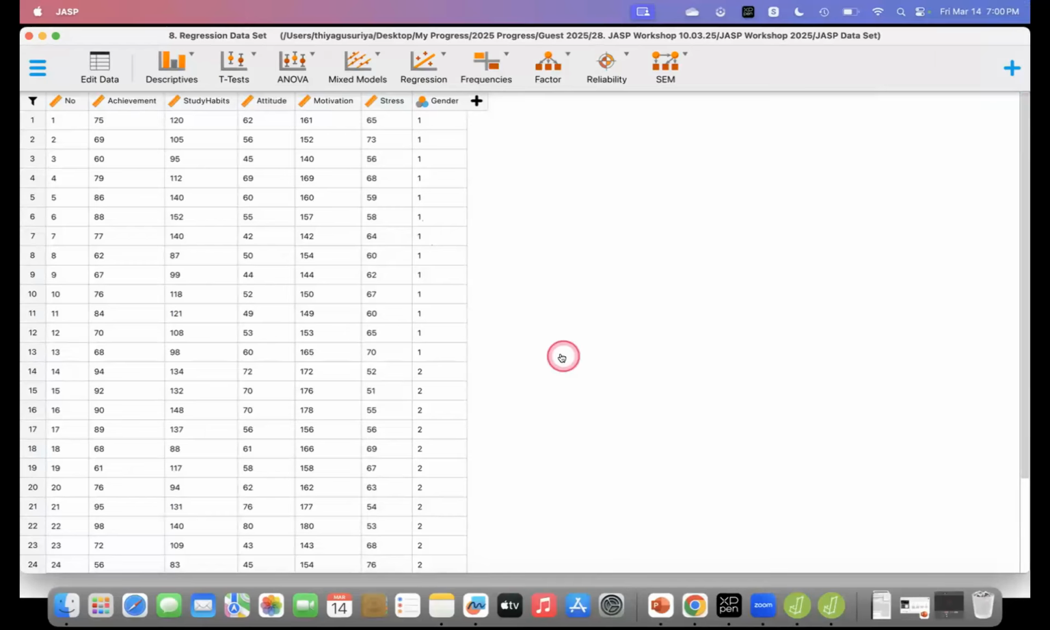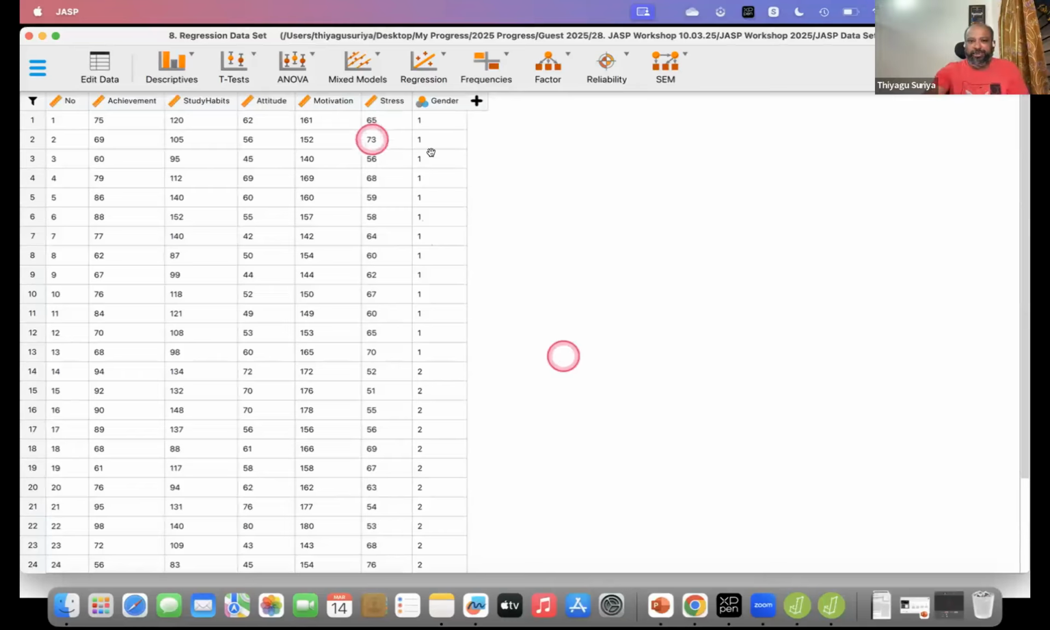Multiple regression. Suppose along with this you can take gender also, because gender also might create an effect, right? Suppose I'm taking study habits, attitude, motivation, and stress along with gender. How do they predict achievement? What kind of analysis is possible? Multiple linear regression. That is also multiple linear.